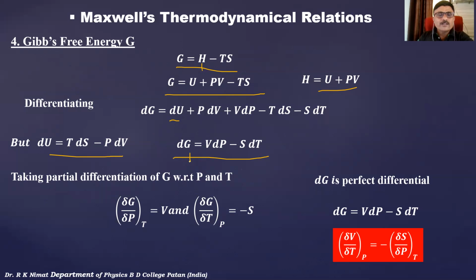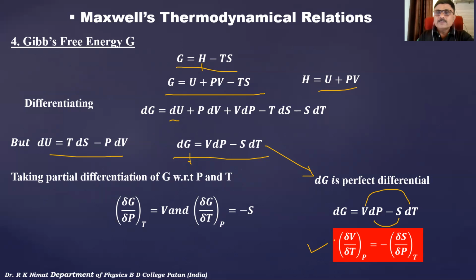So from this you can calculate (∂G/∂P) at constant T as V, and (∂G/∂T) at constant P is equal to minus S. But again, this equation is a perfect differential equation, in the form of dz = M dx + N dy. Therefore, using the condition of a perfect differential, you can write (∂V/∂T) at constant P is equal to minus (∂S/∂P) at constant T, with this negative sign. So this is Maxwell's fourth thermodynamic equation.